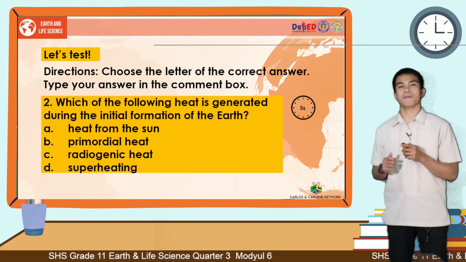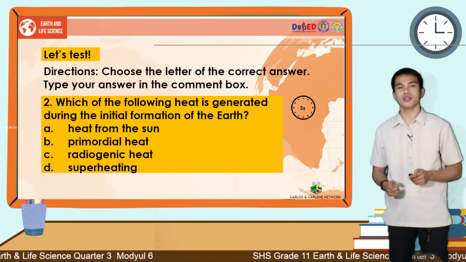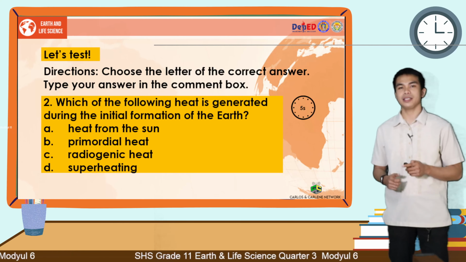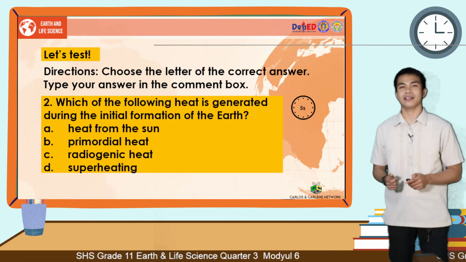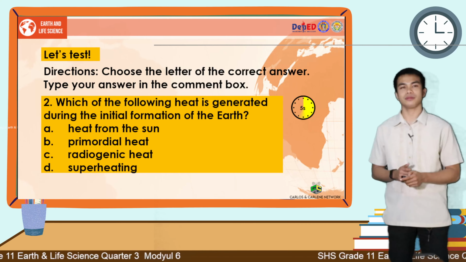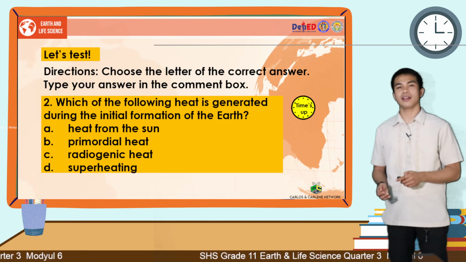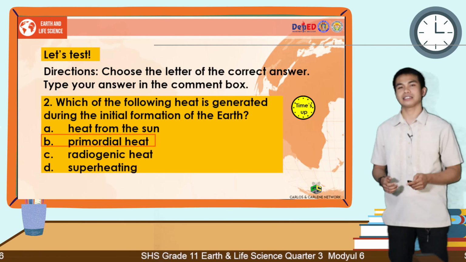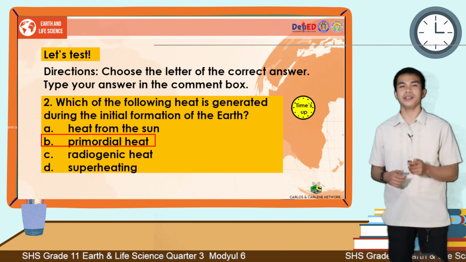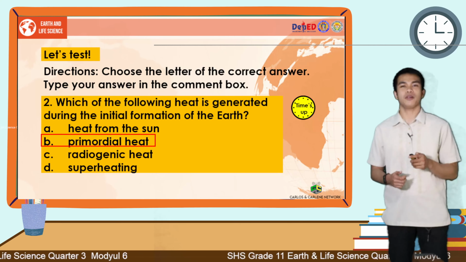Second question. Which of the following heat is generated during the initial formation of the Earth? A, heat from the sun. B, primordial heat. C, radiogenic heat. D, superheating. 5 seconds to think of your answer. Okay, time's up. The correct answer is letter B, primordial heat. Okay, remember the keyword there, the generated heat during the initial formation of the Earth.